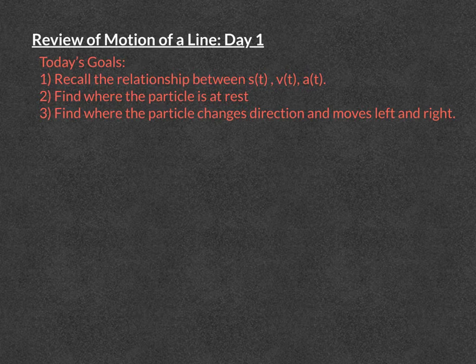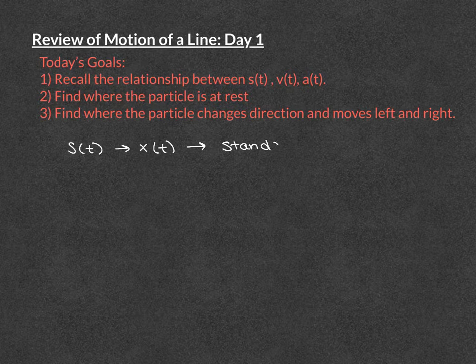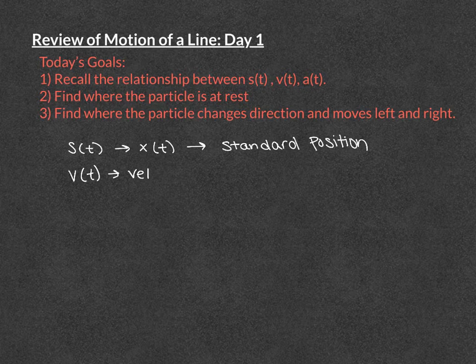So let's talk about the relationship. The first relationship that we need to discuss is that S of t is also referred to as X of t sometimes, which is our standard position. Or we could say the original position of the line. Then we have V of t, which is our velocity function, which is the derivative of X of t.